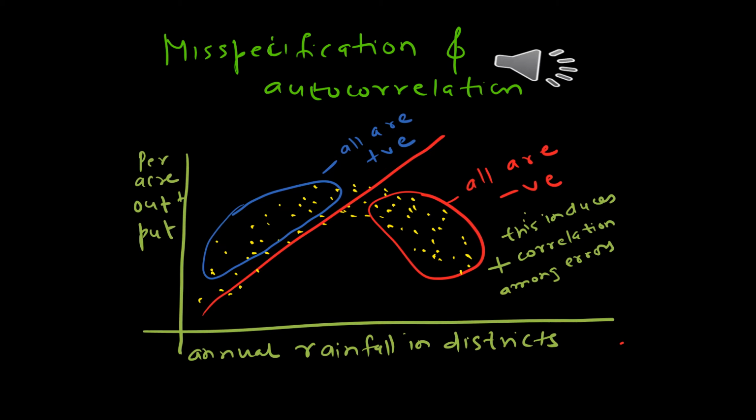How does serial autocorrelation arise through misspecification? Look at the following diagram. On the y-axis, we have per capita agricultural output across various districts in a country. On the x-axis, we have annual rainfall in each of these districts. Now it is possible that as annual rainfall increases, per acre output increases up to a point and then falls. So the relationship between per acre output and annual rainfall is not linear, as you can see in the scatter diagram.